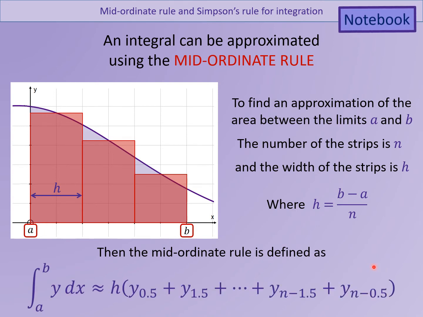So the mid-ordinate rule, again as given in your formula book, so you don't need to learn it off by heart, but you do need to learn how to use it, is given as this, where a and b are our limits, y is whatever equation we're trying to work out the area under, h is the width of each of the strips, and each time you're looking at the middle of each of the ordinates. So we're looking for the middle of the first two ordinates, y0, y1, the middle of the next two, y1 and y2, and so on up to the one before the last. So yn minus 1 and yn being the last would be y n minus 0.5.